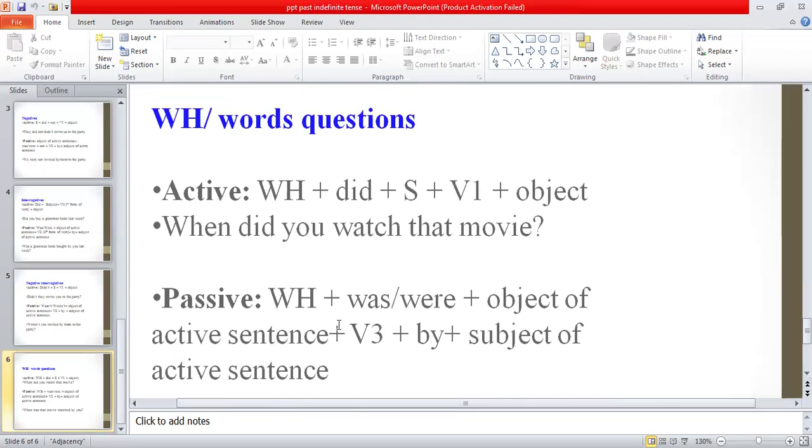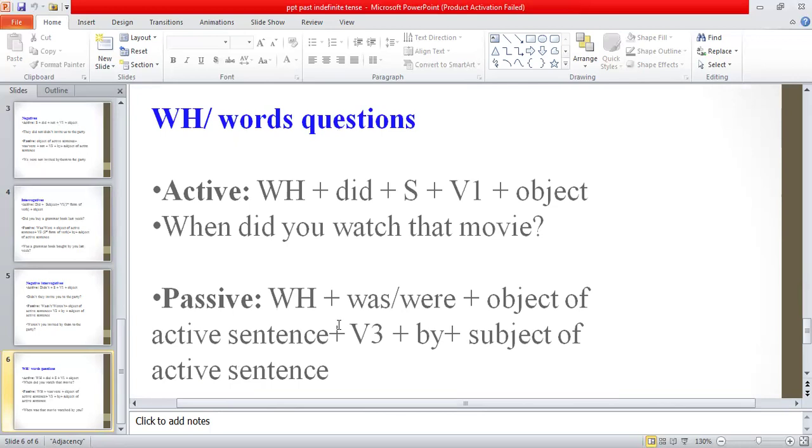Then we have come to WH or question words. Sometimes we see that interrogative sentences begin with question words, which are also called WH words. So what is going to be the structure formula of the active sentence? WH word plus did plus subject plus first form of the verb plus object. When did you watch that movie?